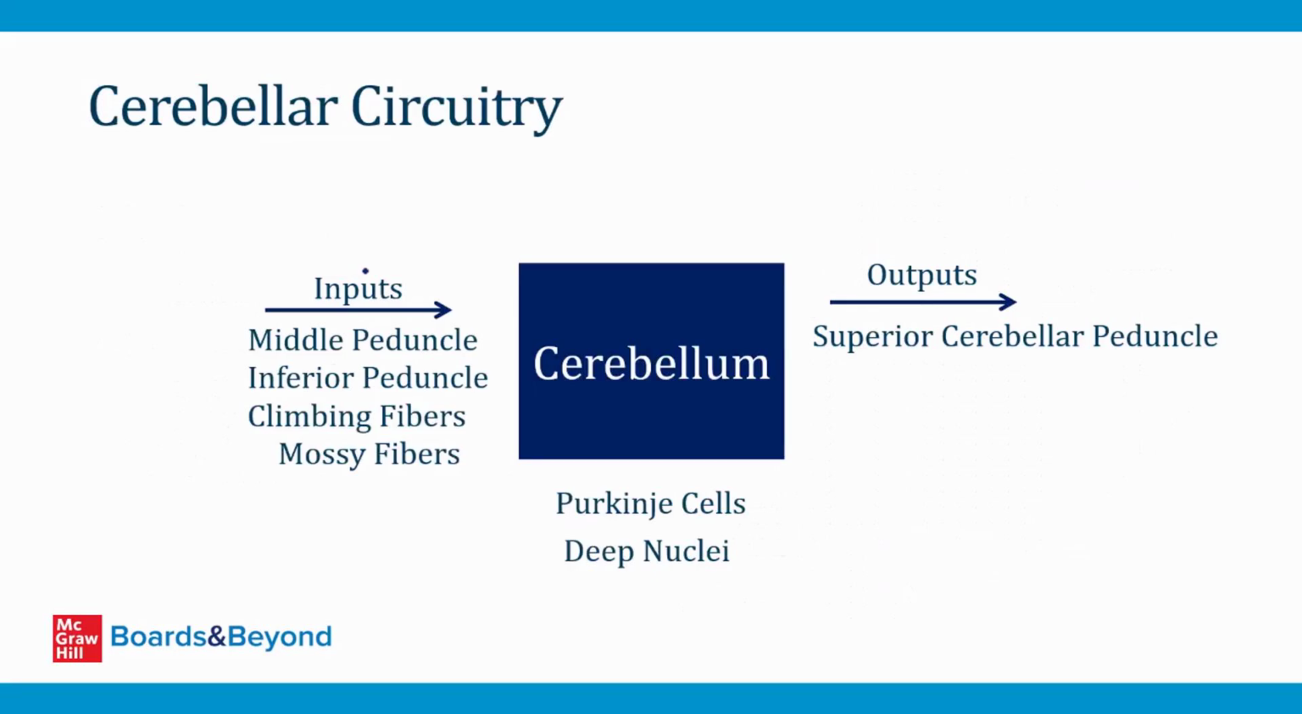Okay, so here's a summary of the cerebellar circuitry that you should be familiar with. The two inputs to the cerebellum are nerve bundles called the middle peduncle and the inferior peduncle. They're made up of climbing fibers and mossy fibers. They are going to synapse on the Purkinje cells and the deep nuclei. The Purkinje cells can influence the deep nuclei using the inhibitory neurotransmitter GABA, and then the deep nuclei send projections out of the cerebellum via the superior cerebellar peduncle.